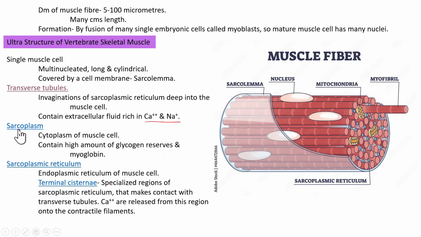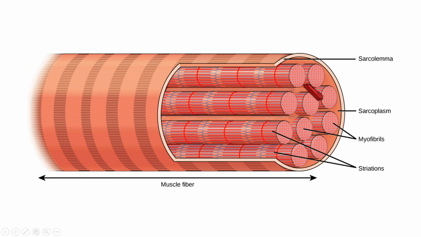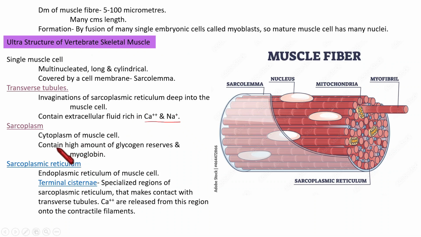Then the next term is sarcoplasm. Sarcoplasm is similar to cytoplasm. Cytoplasm means what? It is the fluid that's seen inside the cell. Similar to that, the fluid or cytoplasm that we can see inside this muscle cell or muscle fiber is called sarcoplasm. Here we can see the fluid, that orange portion, that is sarcoplasm. And that sarcoplasm contains a high amount of glycogen reserves as well as myoglobin, the oxygen binding respiratory pigment of the muscle.